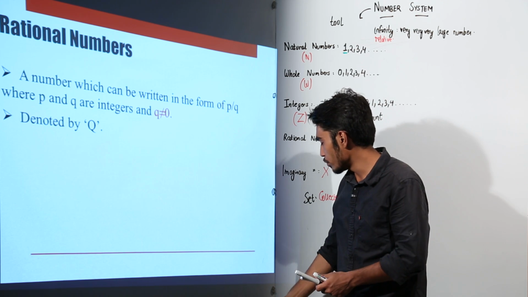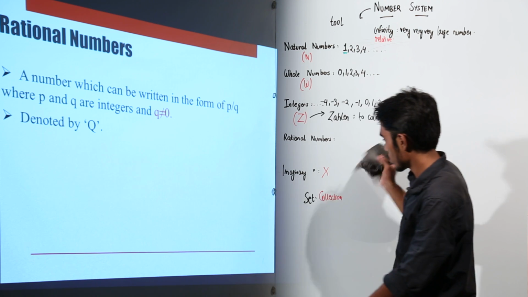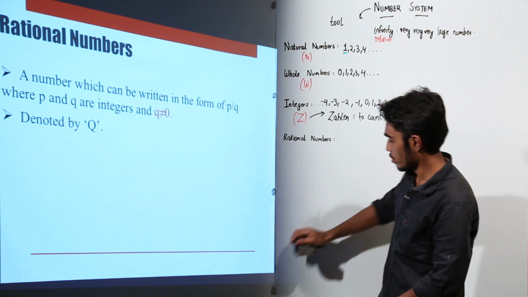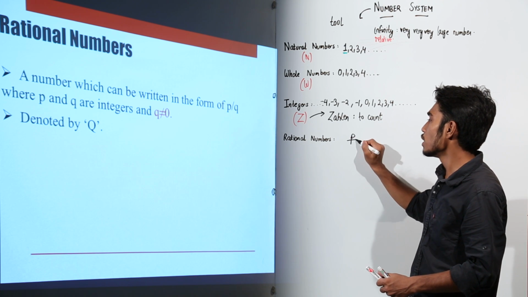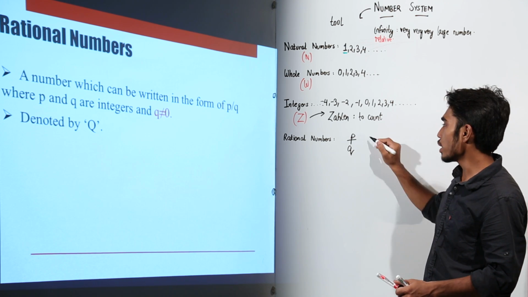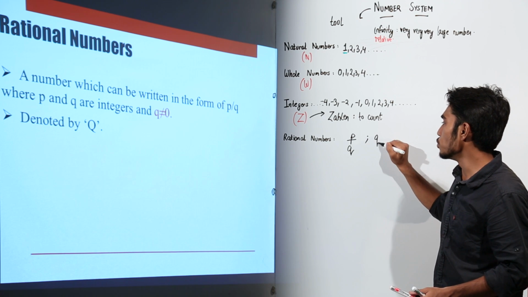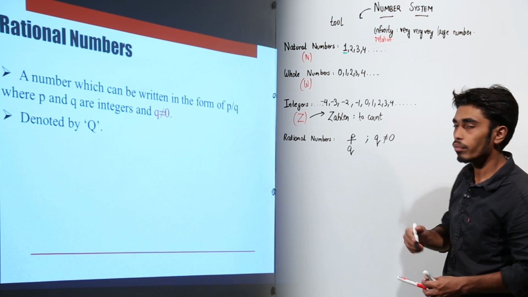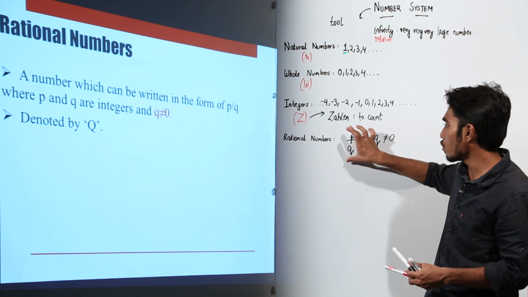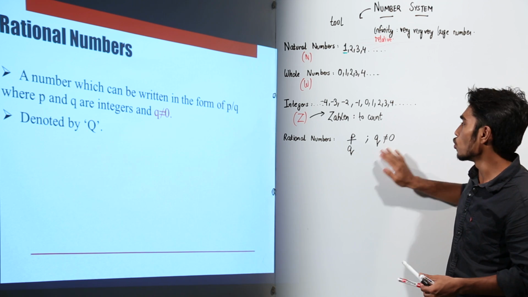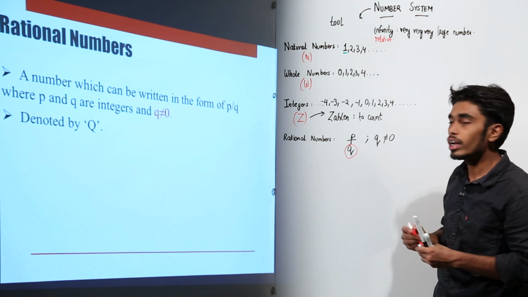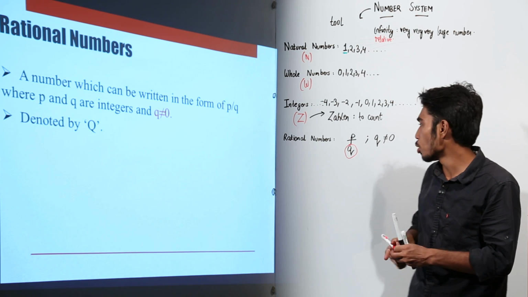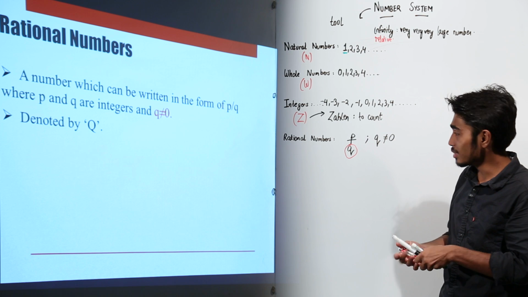So let me write down the definition for you. A number which can be written in the form of P divided by Q, where the condition is that Q should not be equal to 0. The denominator of this expression should not be equal to 0. Now why is it so important that the denominator should not be equal to 0? Let us see.